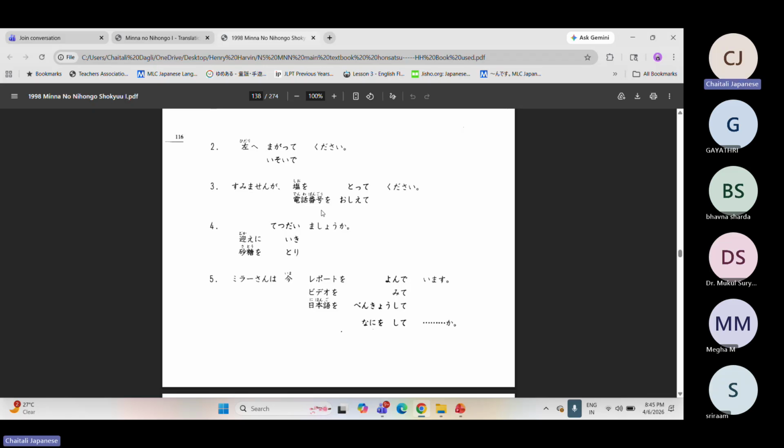Sato o torimashouka. So torimasu is to pass. So shall I pass the sugar? Sato is sugar, correct? Shio is salt, sato is sugar. Are we clear with mashouka format, everybody?